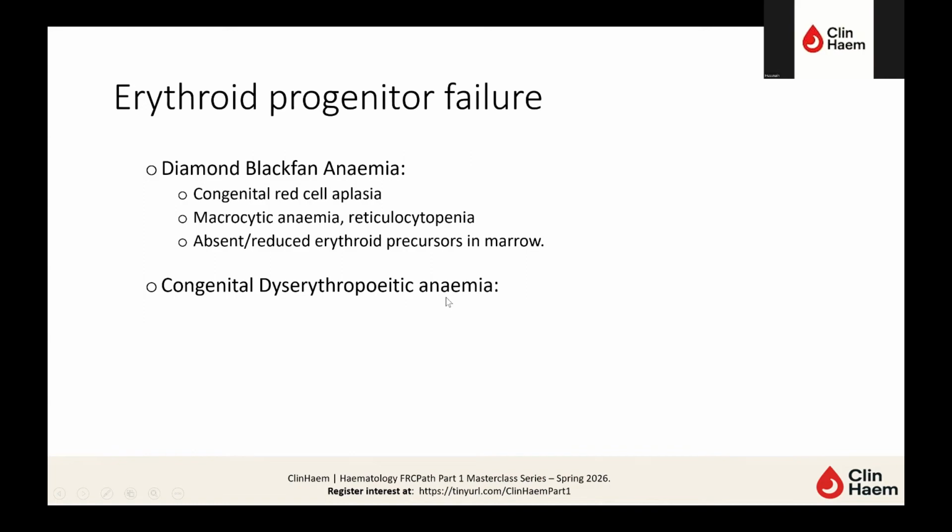CDA is, I don't want to say this is MDS, but it is something similar. It is ineffective erythropoiesis, which is congenital. Ineffective erythropoiesis means that there are lots of precursors in the bone marrow trying to multiply and differentiate and become mature cells, but by the time they reach the final stages, they all die before becoming red cells. So the bone marrow will be packed with erythroid cells trying to divide and differentiate into red cells, but they never do. The bone marrow will show lots of red cell precursors, but the blood won't show any red cells, or fewer red cells.